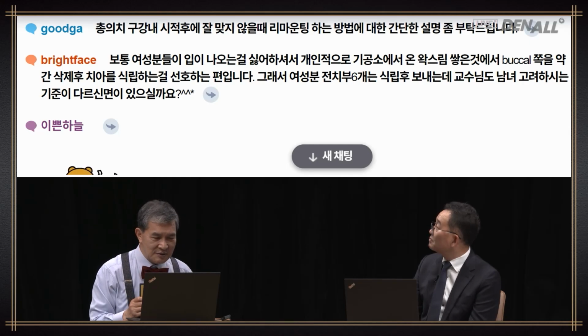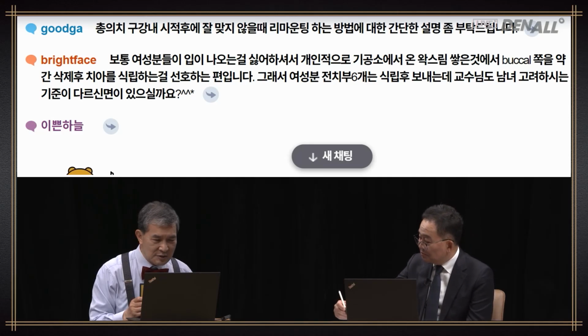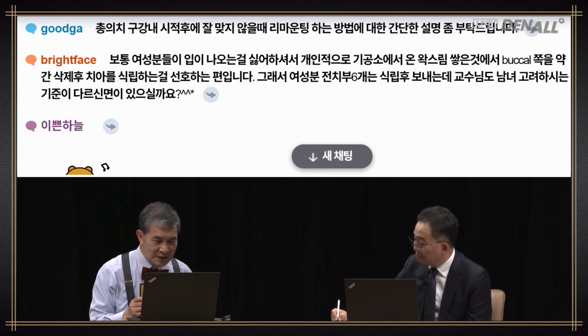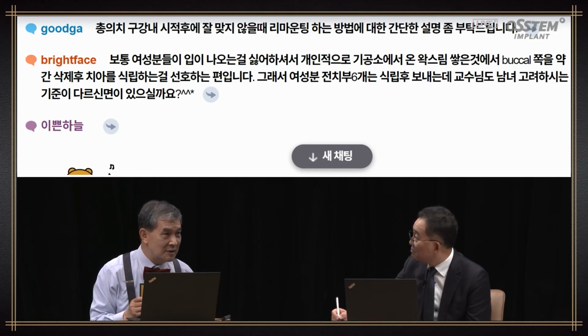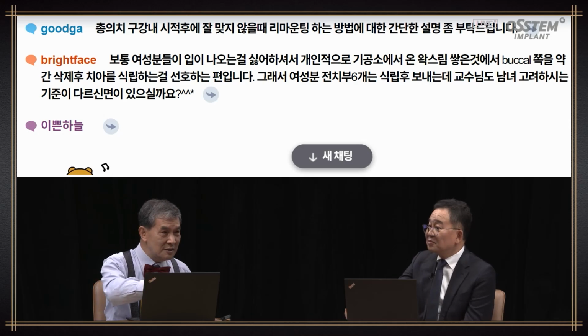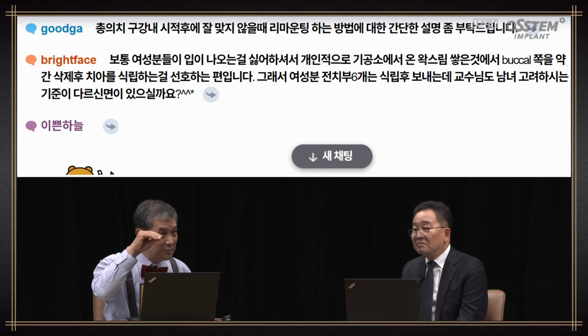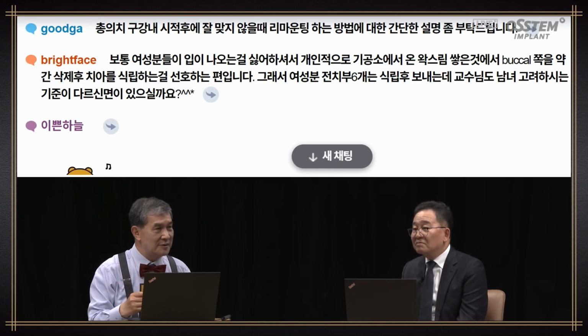If after try-in the full denture does not fit well, can you explain how to do remounting? When it does not fit properly, I think this person is talking about adjusting the inner surface. After try-in, the occlusion is not right. Remounting, I'm unsure.